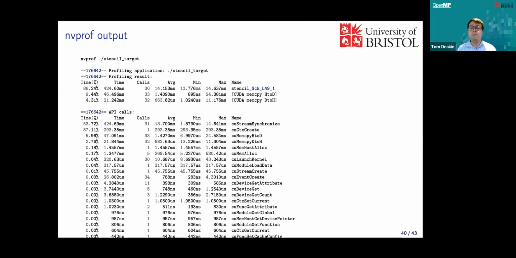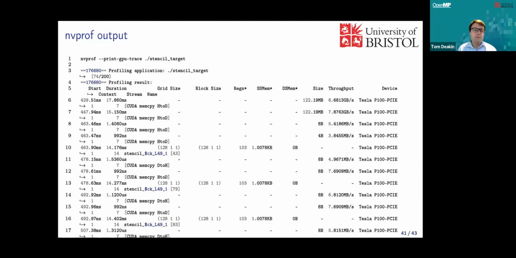We have a file name and a line number. So you can see that most of the time is being spent on line 49, which is that target region in that particular file, my Stencil target file, for instance. If we add the print GPU trace, then this is going to print a nice timeline of exactly what's being transferred at any given time, which is very useful information to help track any spurious memory transfers.